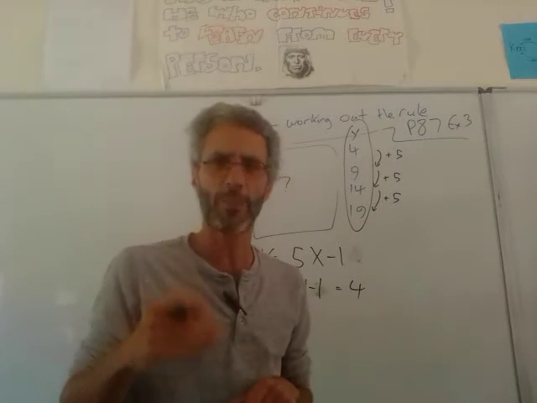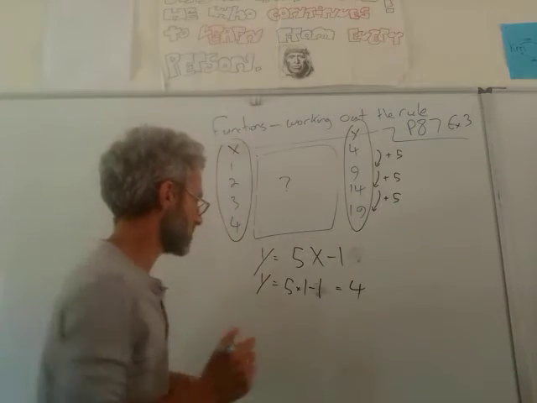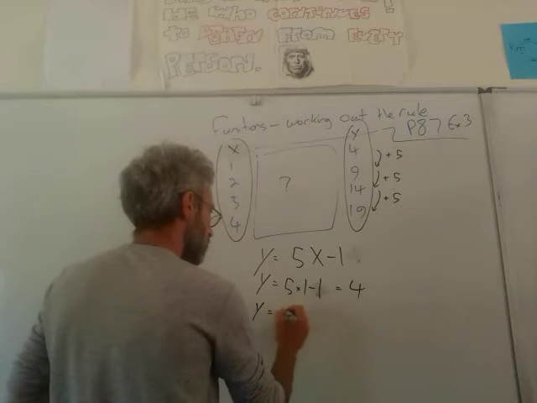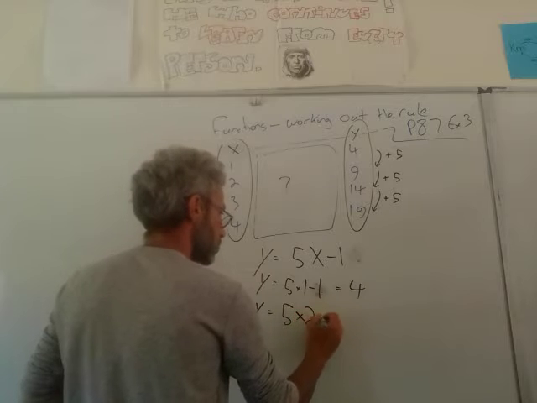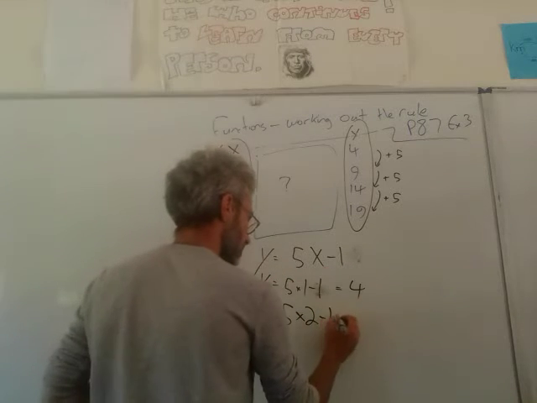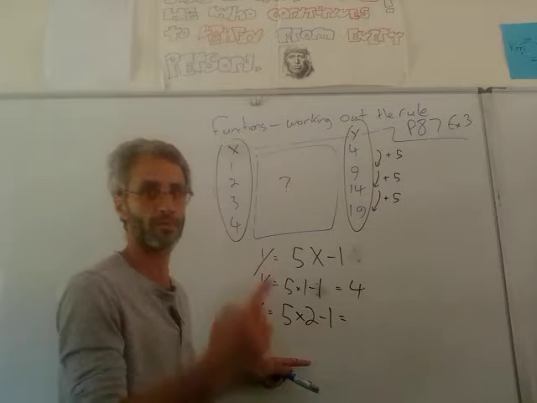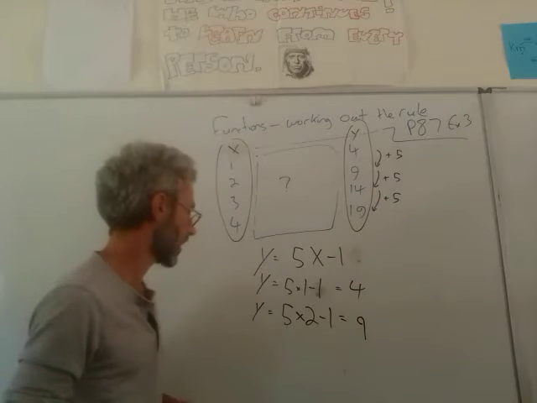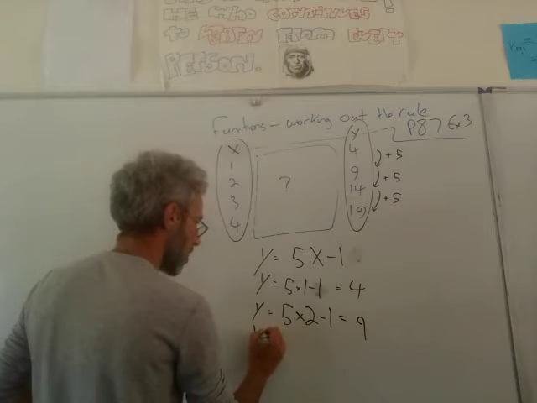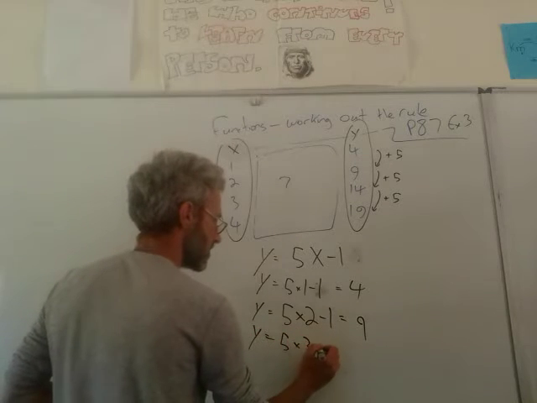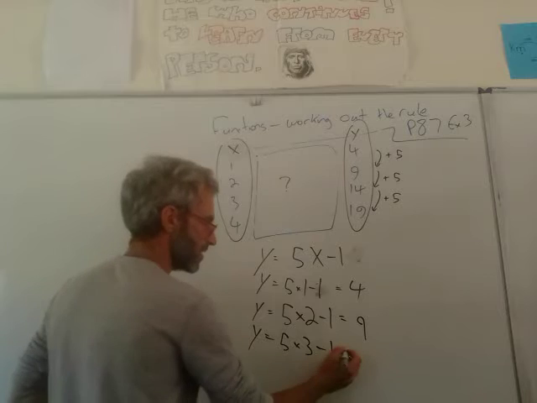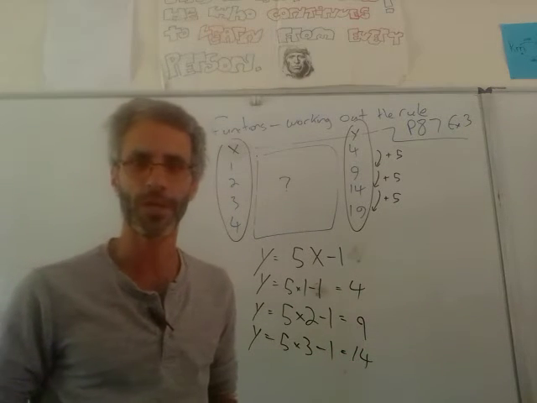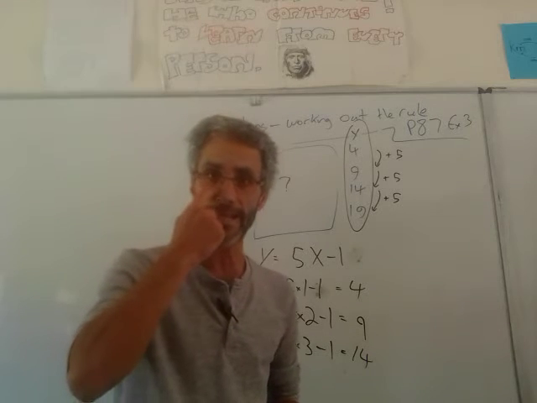Now let's check it a couple more times to make sure we didn't make a mistake. What about when x is equal to 2? It's going to be 5 times 2, and we're not forgetting the minus 1. 5 times 2 is 10. Minus 1 is 9. It works. What about 3? y equals 5 times 3 minus 1. 15 minus 1 is 14. Fantastic, it works.